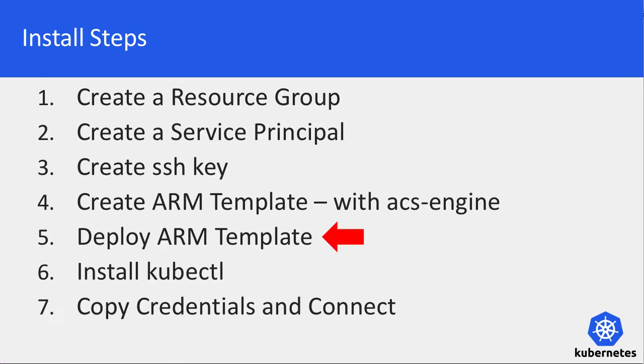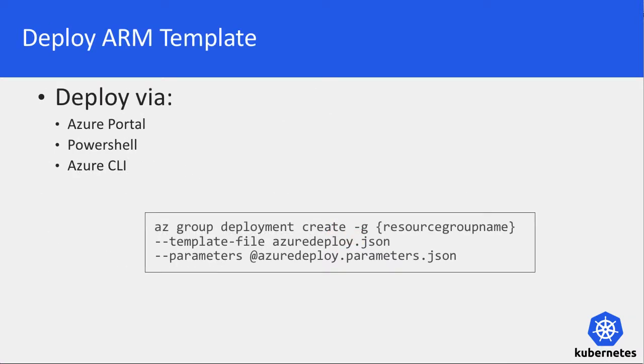So the next step is for us to deploy our ARM template. And again, we can do that either through the portal, PowerShell, or the CLI. We're going to do it through the CLI. So we're going to run az group deployment create, pass it the resource group name. We're going to pass it the name of our template file and the name of our parameters file, both of which were created for us via acs-engine. So this should be relatively simple to do.